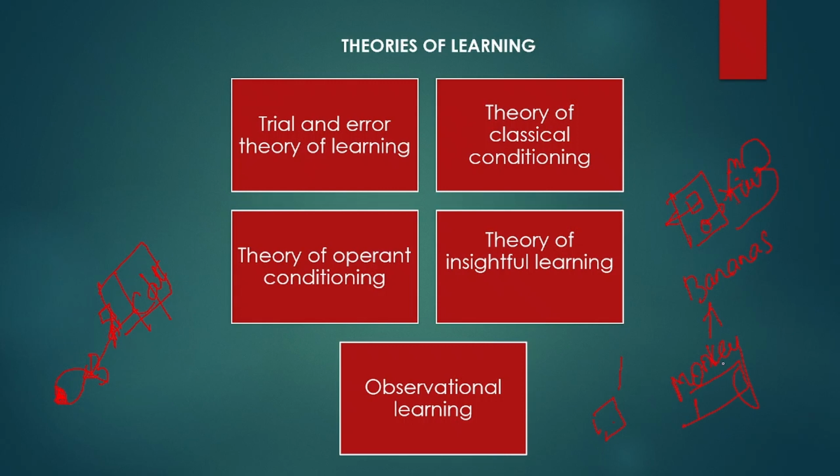Then the last one is observational learning. By seeing, we try to learn things. For example, if we want to learn how to cook biryani or chicken and so on, we need to observe the things and we will learn.